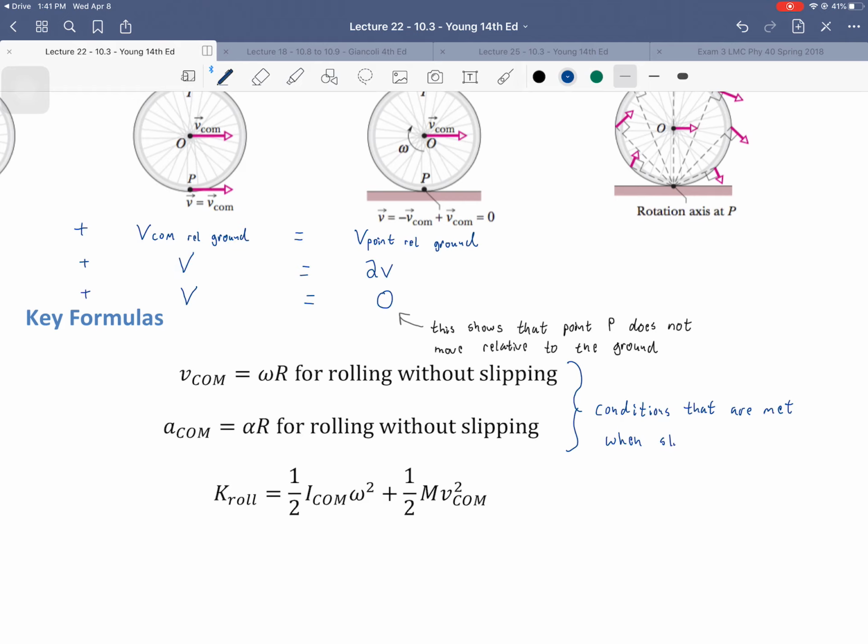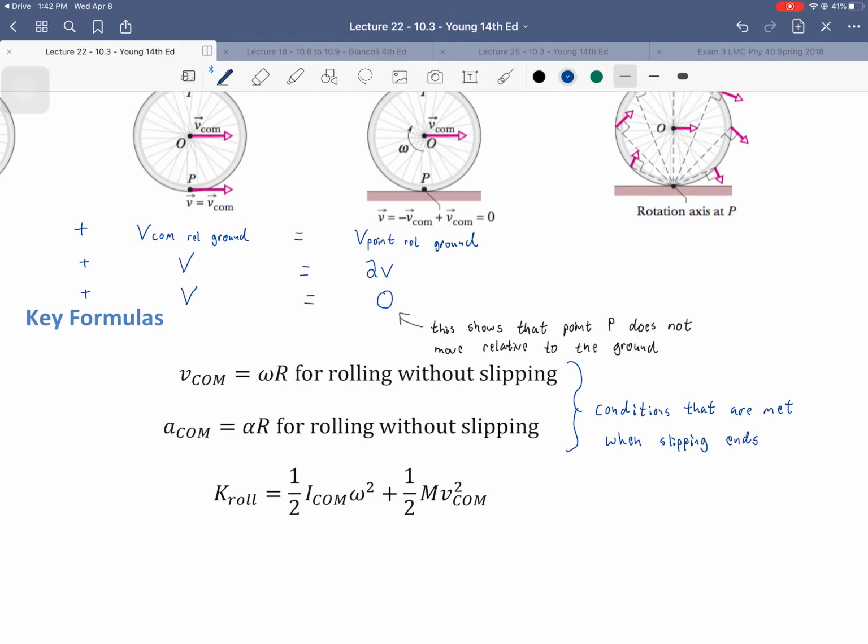Conditions that are met when slipping ends. Because when slipping ends, pure rolling begins, and we are done with that side of the kinematics. We're done with that form of acceleration. In many cases, we would get to a state where we'd be done with all acceleration, because then we would just hit a constant velocity case. We need not be, however.